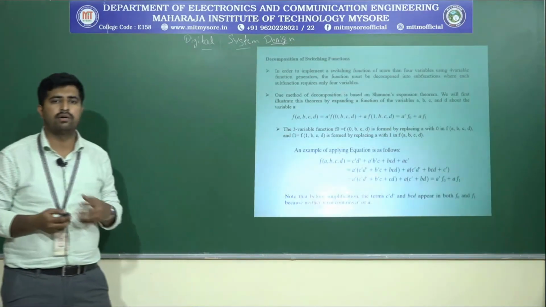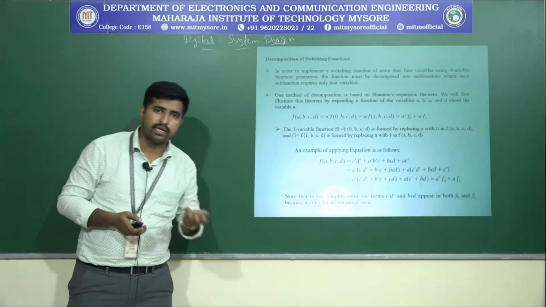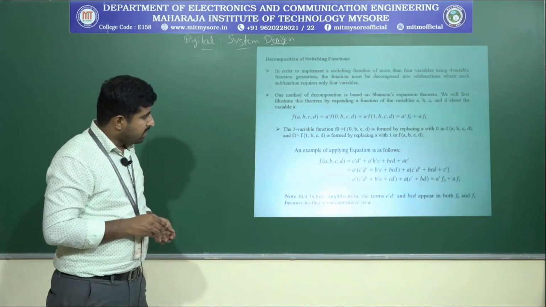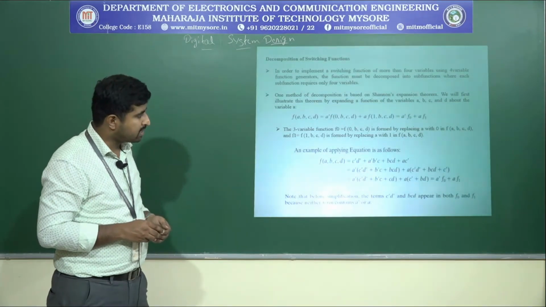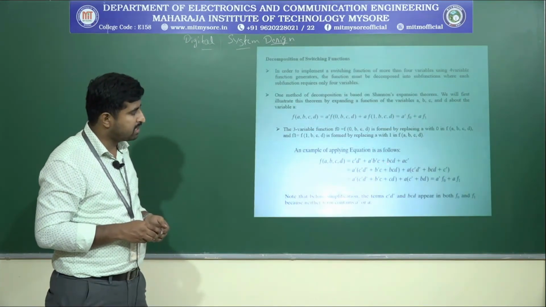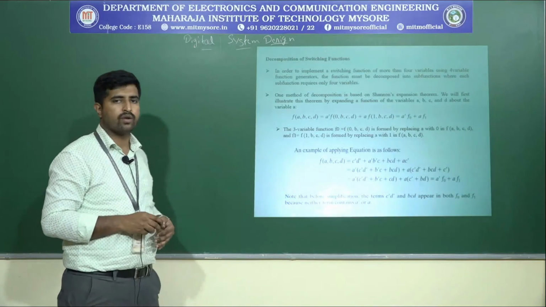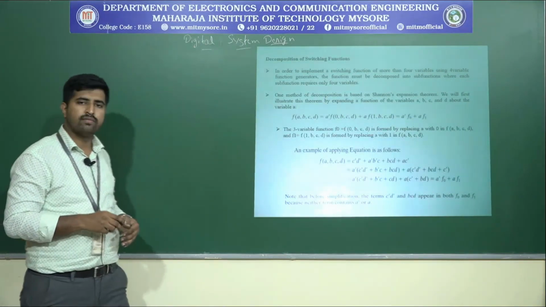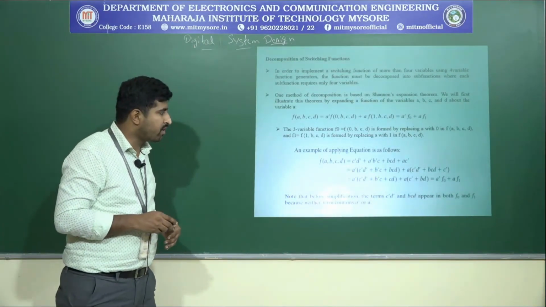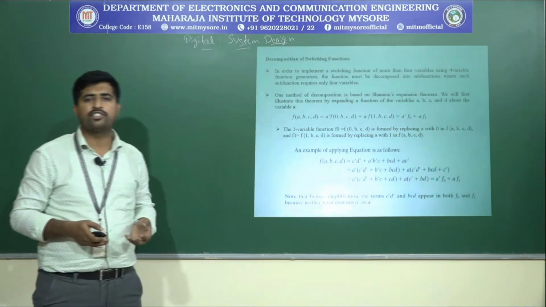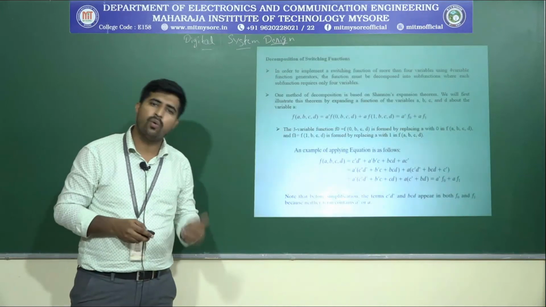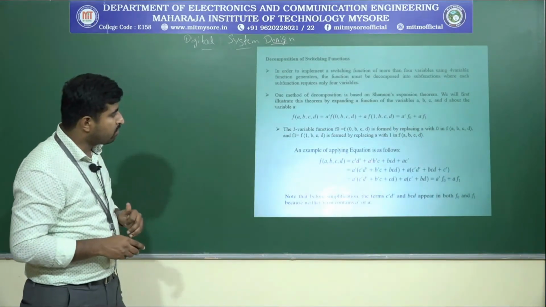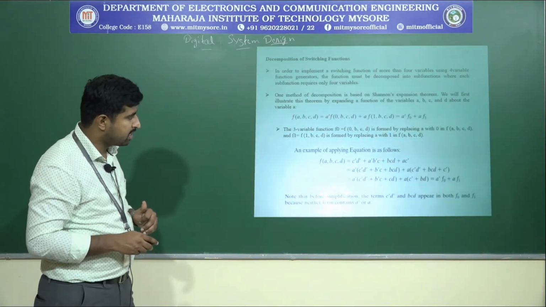Let's take an example of how the sub functions will be formed. Let's consider an example here. F of a, b, c, d equals c bar d bar plus a bar b bar c plus b c d plus a c bar. So this is the function we have. This 4 variable function will be decomposed into 3 variable sub functions considering a equals 0 and a equals 1. So here we are going to take a bar common from these 3 terms.